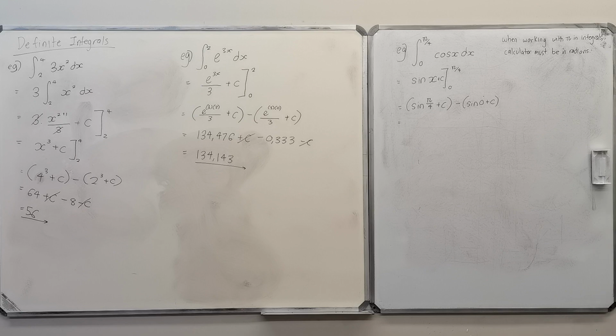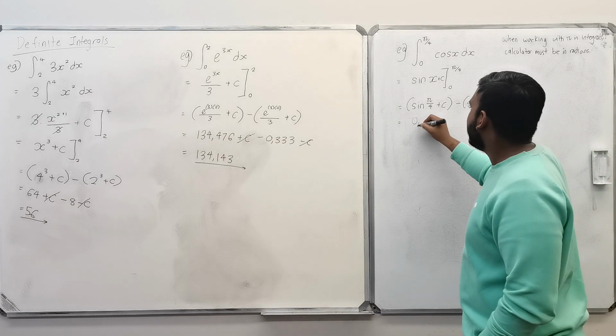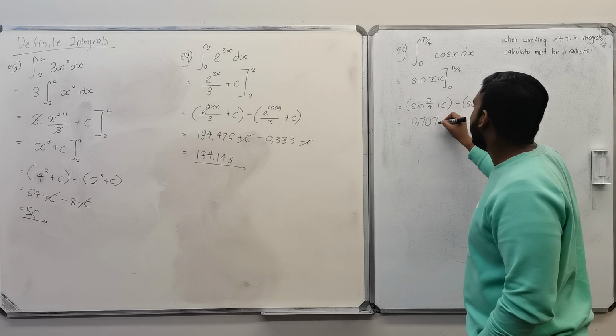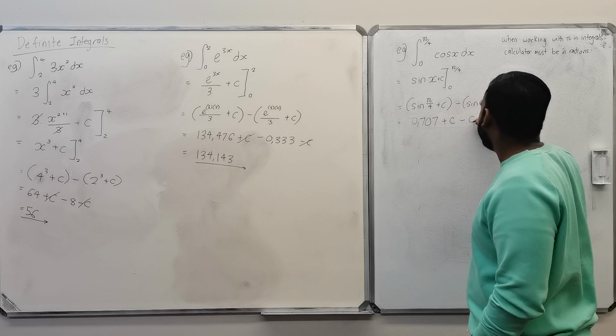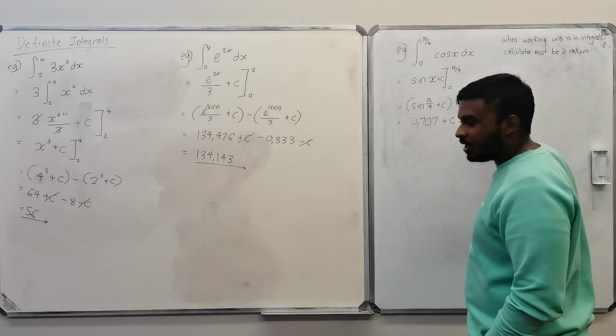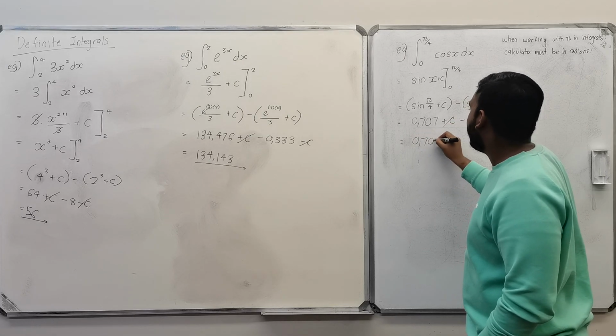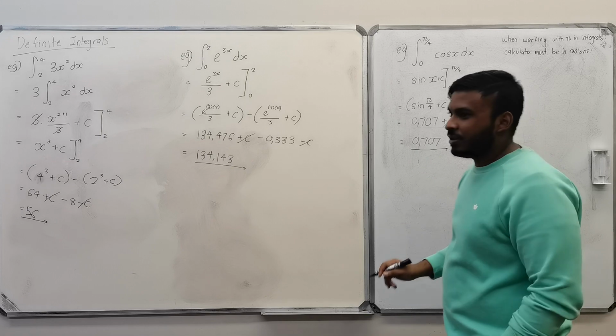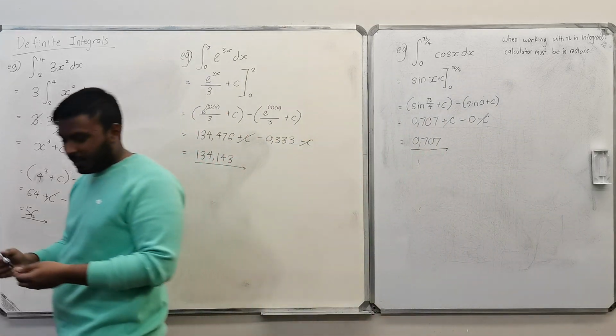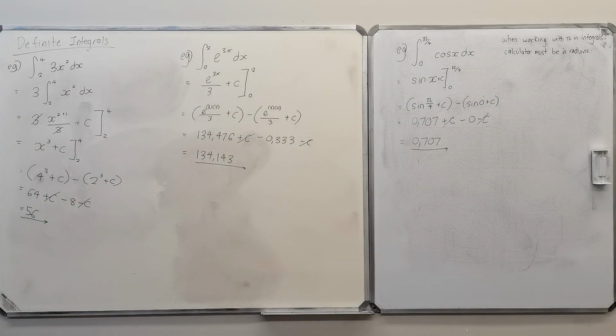Right? 0.707 plus c minus 0 minus c. Cancel, cancel, you're left with 0.707. Yeah? Okay, so you're understanding how we use upper and lower limits, right? Okay, good.